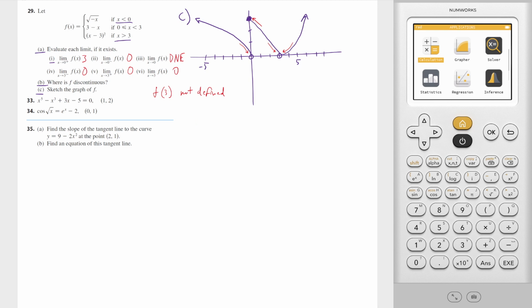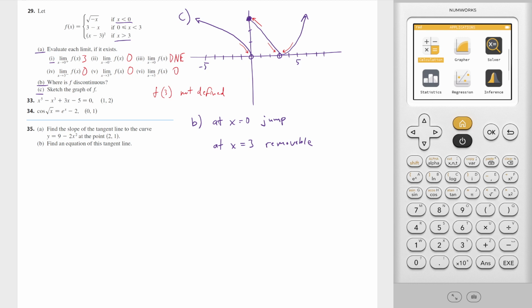I'm going to go back to my other color. There we go. So part B, where is f discontinuous? And we see 2 discontinuities. So at x equals 0, we have a jump, and at x equals 3, we have a hole, a removable discontinuity. So those are my two discontinuities.